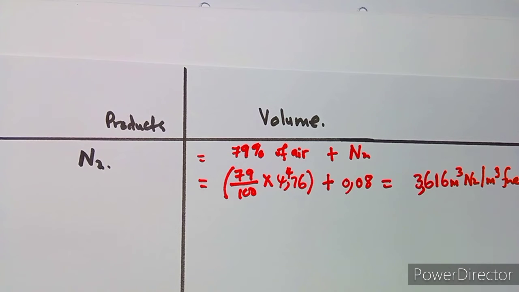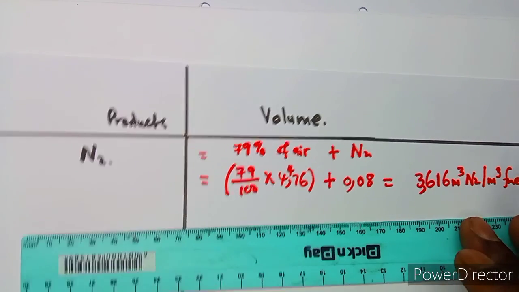We are done. We move on to carbon dioxide. Remember, we listed this down, guys. Okay, and this ruler is too small.